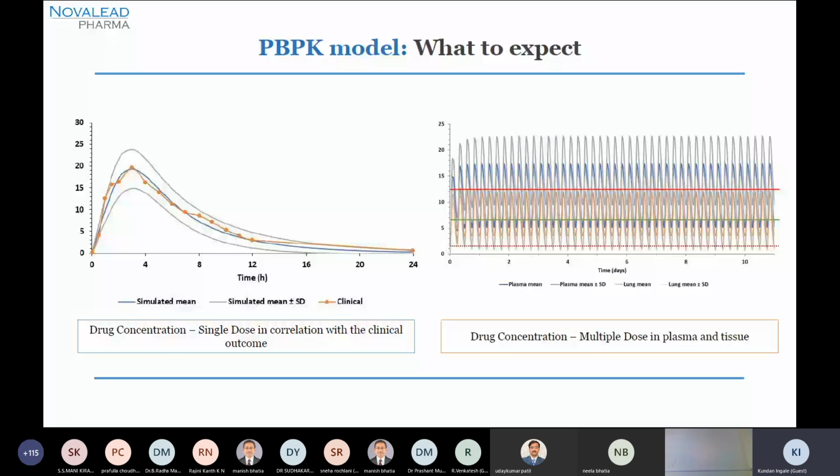So this kind of PBPK modeling will not only help you in identifying the dosing regimen. Usually we take decisions based on the plasma concentration and forget what is the site of action. So these modelings can be helpful in terms of extrapolating your concentrations to the tissues.